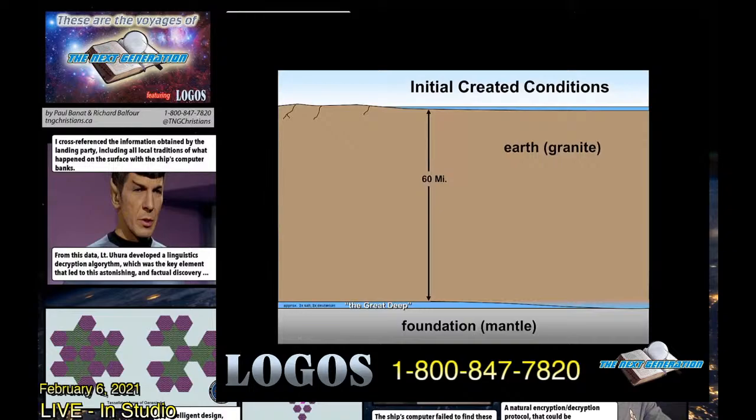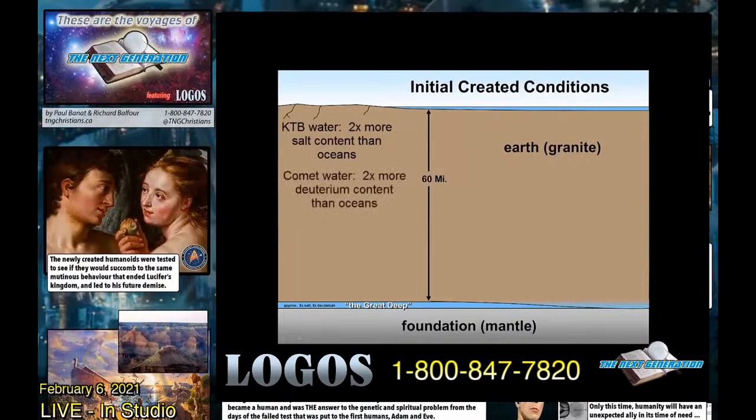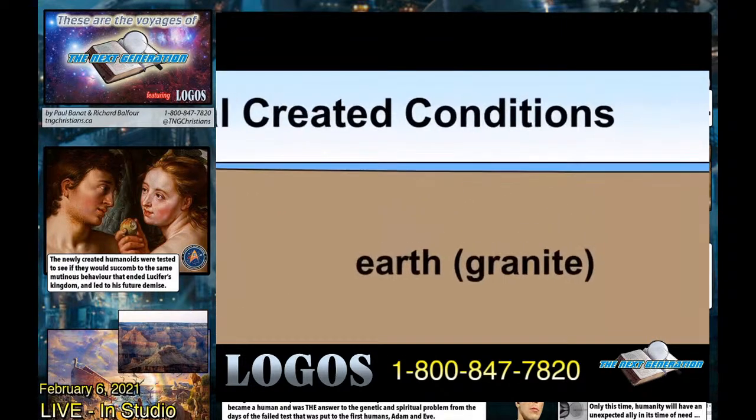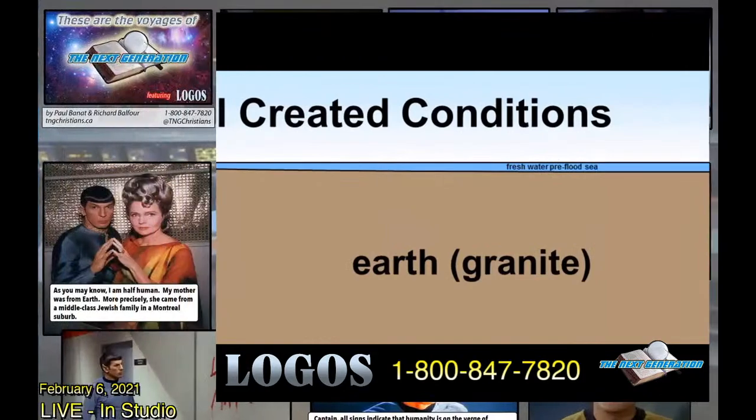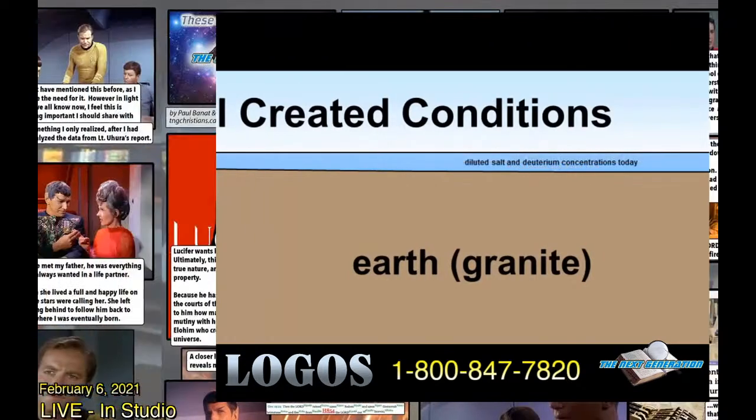This estimate of the volume of water under the crust is based on the concentration of salt in the oceans today compared to what was found in the Bavarian KTB dig hole. In addition, water found in comets contains around twice the deuterium concentration that is in the oceans. The estimate also assumes that pre-flood seas were fresh water, which after the flood mixed about equal parts with this super salty deuterium-rich subterranean water, diluting it to the levels measured in the oceans today.